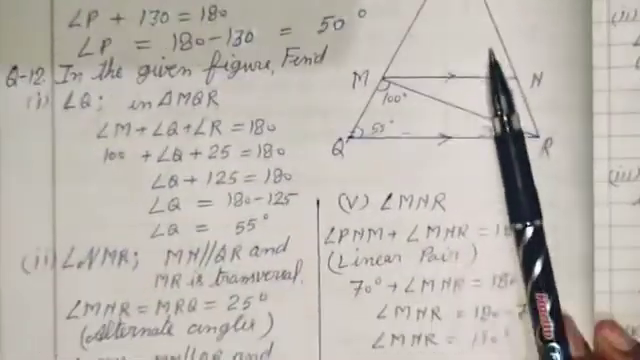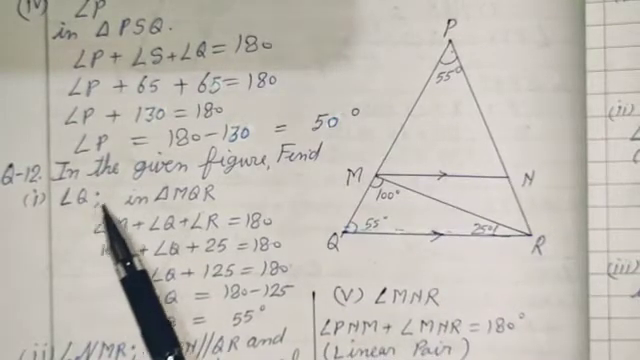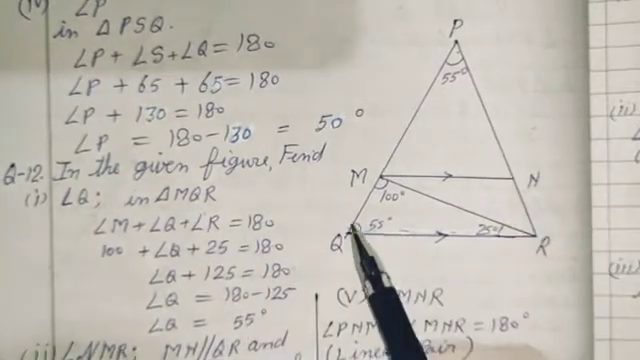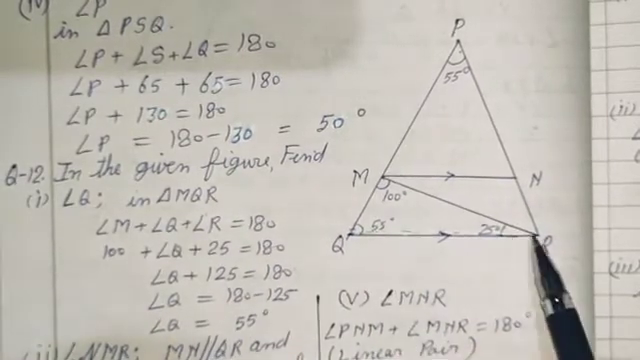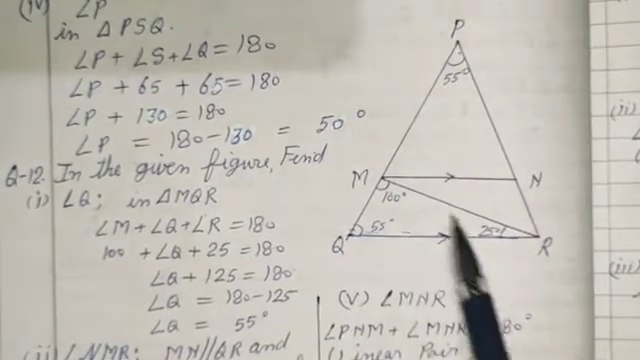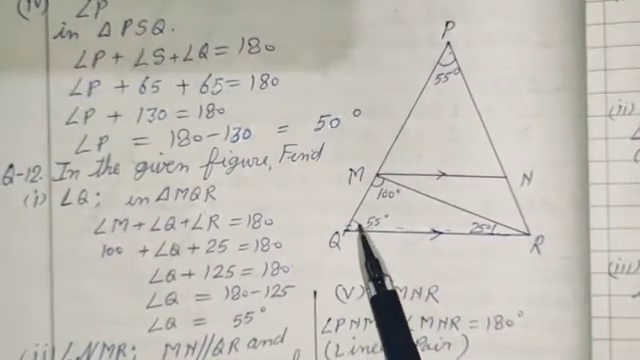Now, question number 12. In this figure, we have to find angle Q in triangle MQR. Angle Q we have to find, we are taking triangle MQR. This triangle we are taking here. Angle M is given 100 degrees, angle R is given 25 degrees. So angle Q, by using the angle sum property, equals 55 degrees.